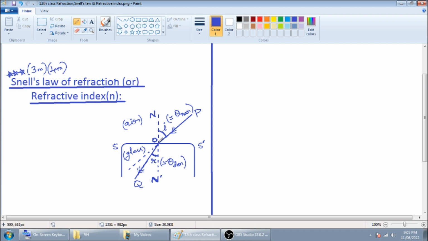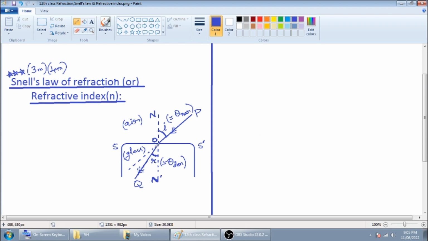Refraction is the bending of light when light is passing from one transparent medium into another transparent medium, and which occurs exactly at the point separating the two media. So this is the simple definition of refraction. It's the bending of light when light passes from one transparent medium into another transparent medium, occurring at the point separating the two media. That's the simple meaning of refraction.